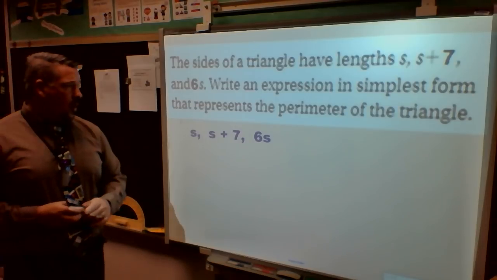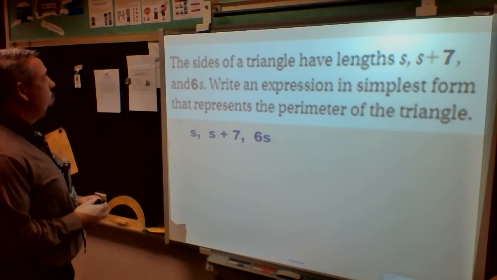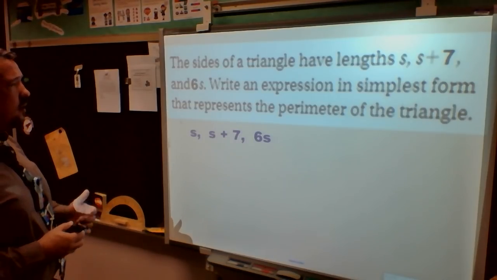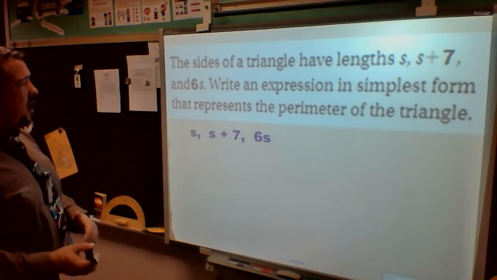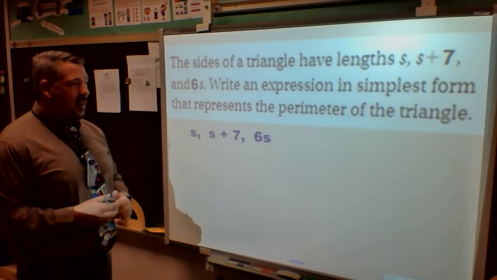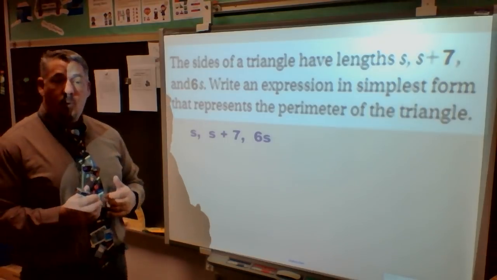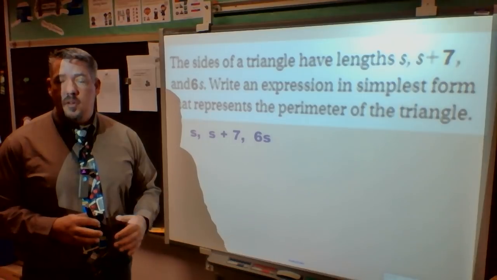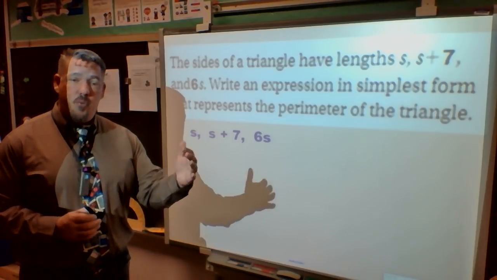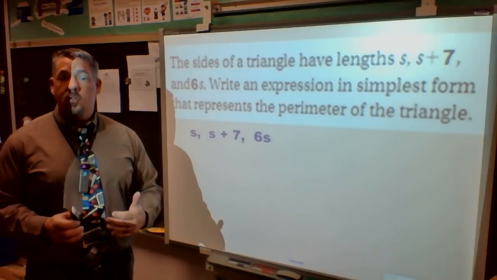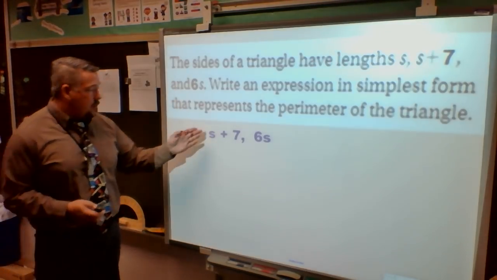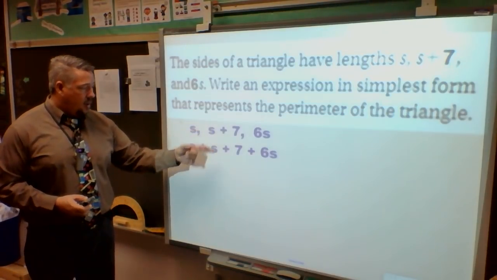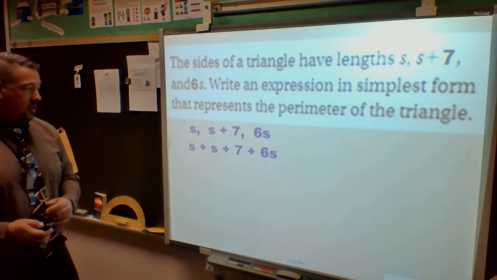Doing a couple of the review questions here. My voice is being shot again. The sides of a triangle have lengths of S, S plus 7, and 6S. Write an expression in simplest form to represent the perimeter of the triangle. So a quick review of perimeter. It just means the distance all the way around. If I'm doing a four-sided shape, I have 4 sides to add. In this case, it's a triangle, so I have 3 sides to add, and they give me my 3 different measurements. So I set it up as addition, and I plug it in with this information representing the 3.